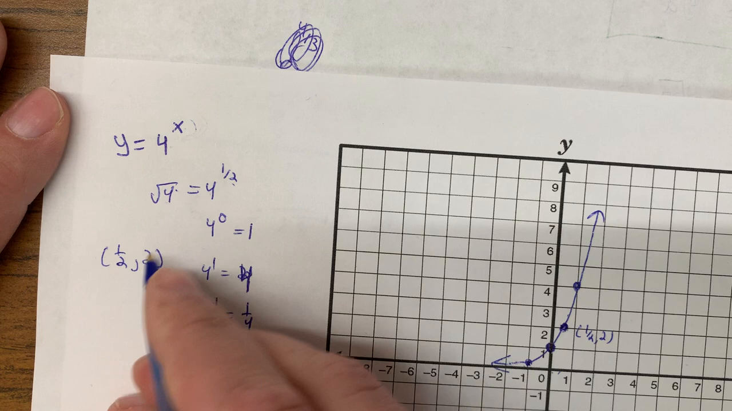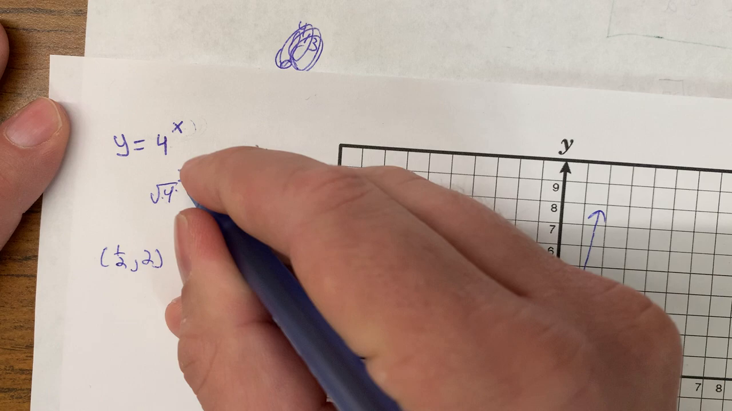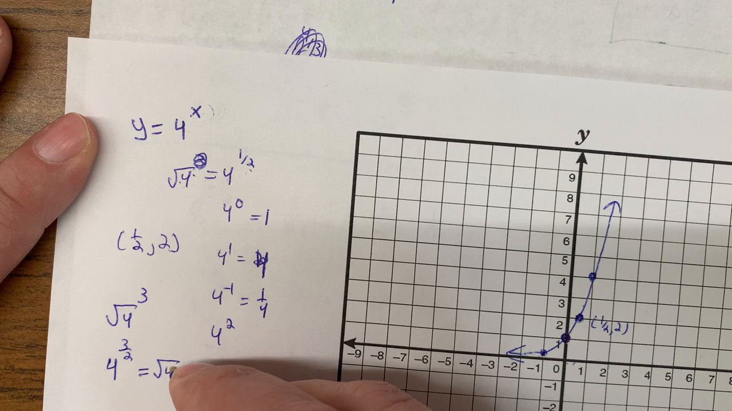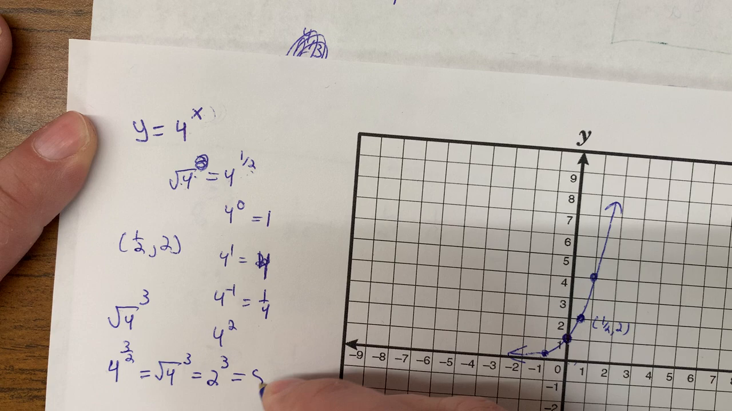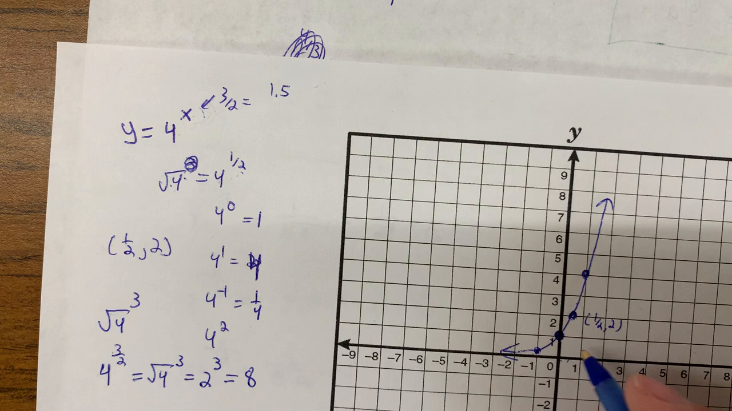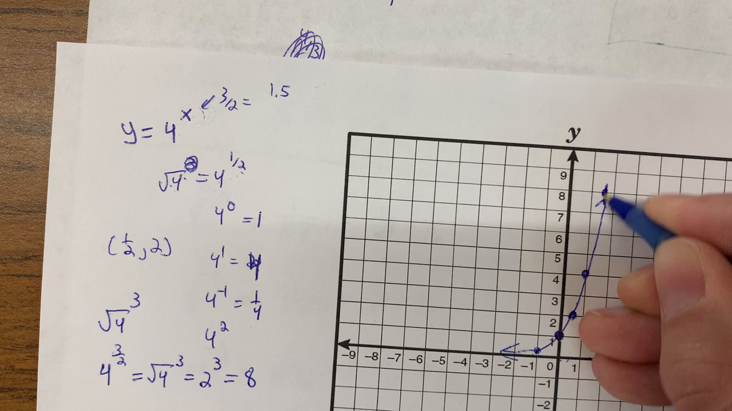Because we can do the square root of 4, we can also do the square root of 4 cubed. That is 4 to what power? That's 4 to the 3/2 power. So 4 to the 3/2 power means square root of 4 cubed, and square root of 4 is 2. 2 cubed is 8. So when x is 3/2, by the way, 3 divided by 2 is 1.5, right? So when x is 1.5, the y value will be 8. And we can use this to get an even better graph than we had before. And my graph was slightly off.